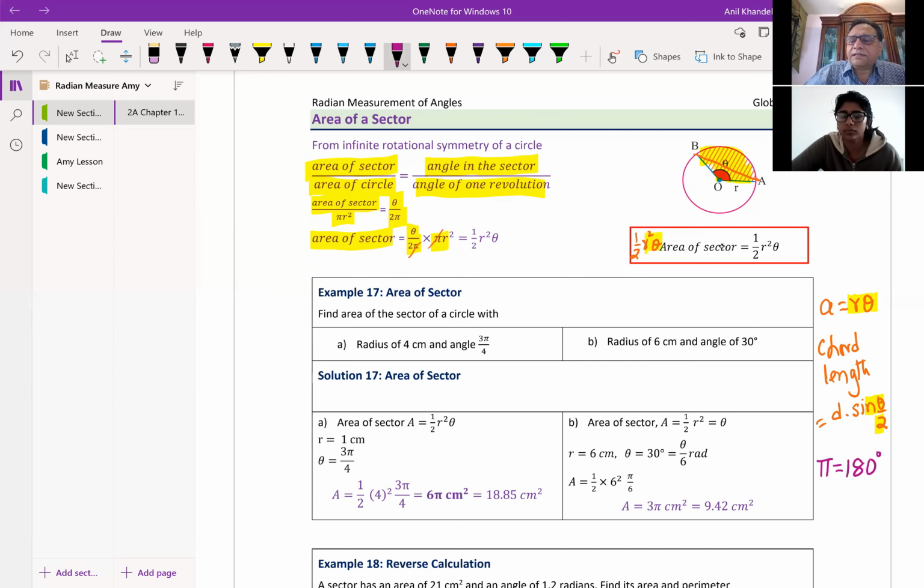Now, to help us get this chord length formula, what did we use? We used the sine law, correct? So we learned that A over sine A, where capital A is the angle, is basically equal to B over sine B, equal to C over sine C. That is the sine law. And all this is equal to the diameter.